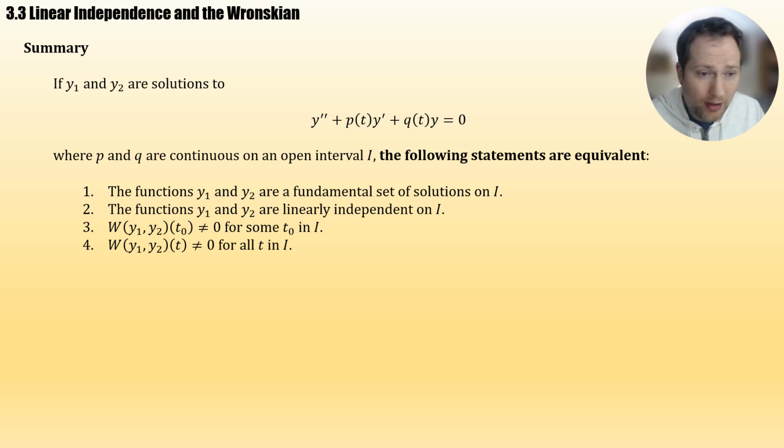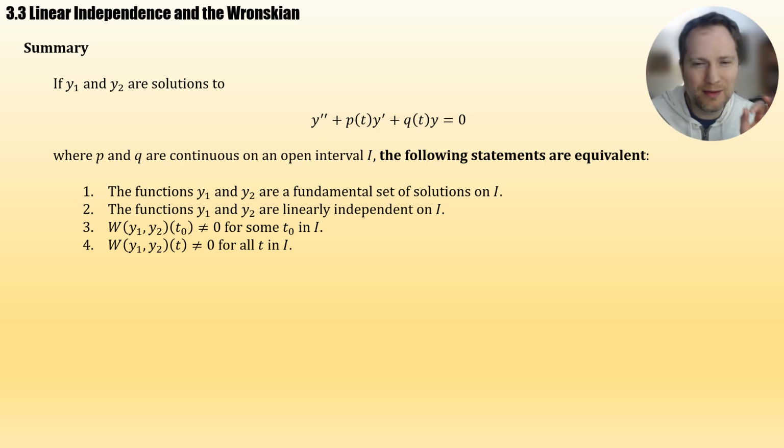Point number 3 there says that, remember, if the Wronskian is not 0 for even 1 point, then they're going to be linearly independent or a fundamental set of solutions. So that connects back up to point number 1 and 2. And then for point number 4, if the Wronskian is not 0 for all t in the interval, then we have a fundamental set of solutions.